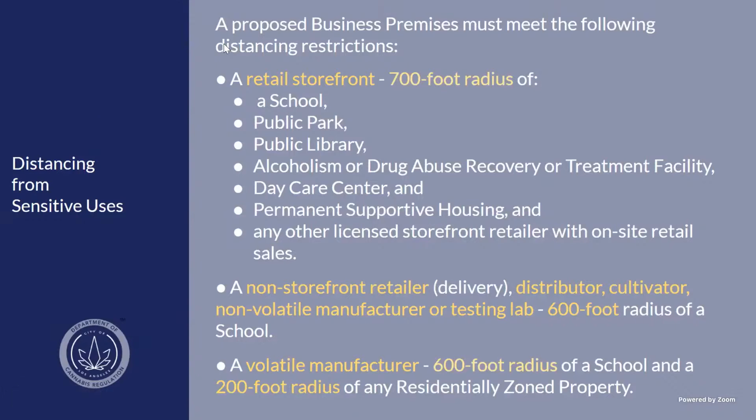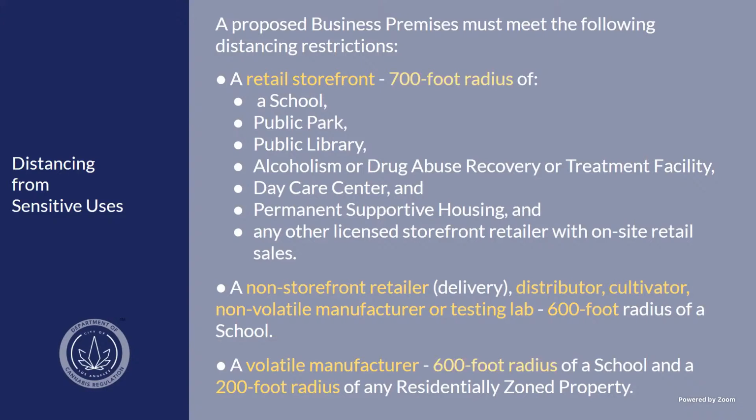When we start getting into the distancing requirements for businesses with the retail storefront on-site sales, they have to be outside of a 700-foot radius of a school, public park, public library, alcoholism or drug abuse recovery or treatment facility, daycare facility, permanent supportive housing, and any other licensed retail storefront with on-site sales.